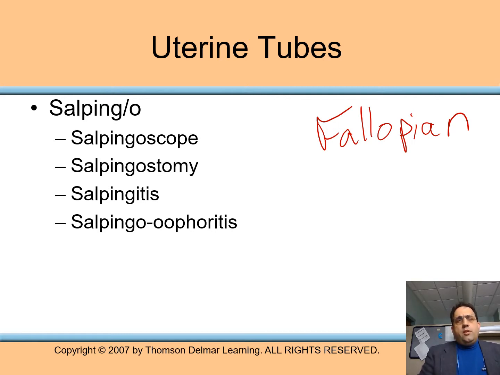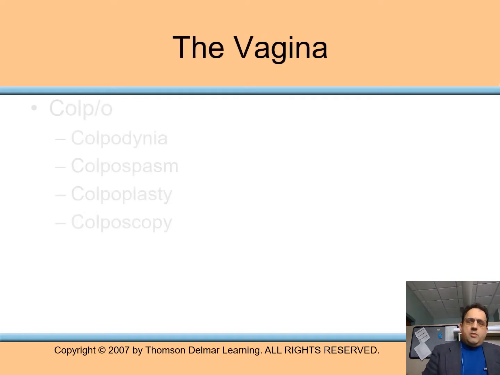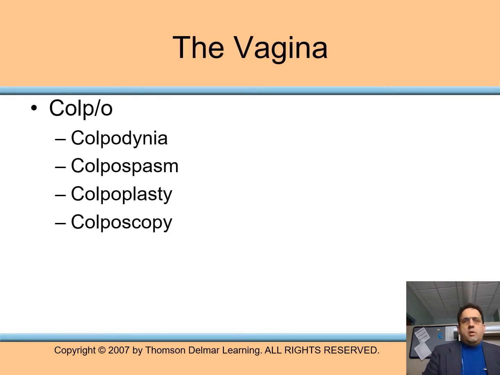The word for uterine tubes is salpingo. So a salpingoscope would be something that allows you to look in the uterine tubes. Salpingostomy would be making a cut into the uterine tubes. Salpingitis would be inflammation of the uterine tubes, and salpingo-oophoritis would be inflammation of both the uterine tubes and the ovaries.